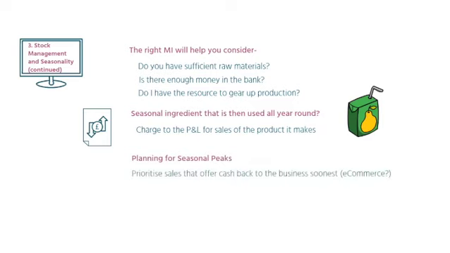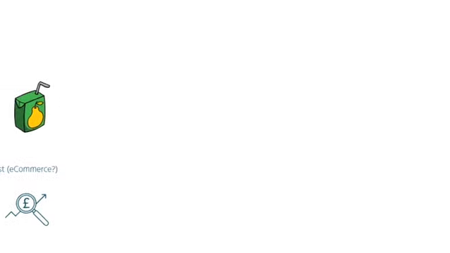Planning for a seasonal peak may consume cash much sooner than sales funds are received. Accounts should allow you to prioritise the sales that either offer cash back to the business soonest, that could be through e-commerce for example, or give you the best margin. This means the stock you build needs to be valued, sometimes because it either stays in the business across a month or even over the end of a financial year. The stock value therefore impacts the overall profitability of the business.